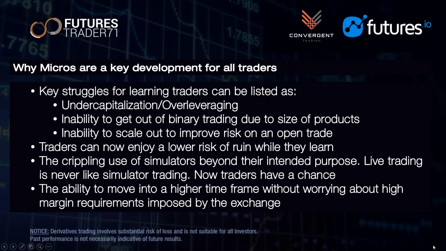The ability to move into a higher time frame without worrying about high margin requirements imposed by the exchange. So now you don't have to have $7,000 per contract in the ES to hold a swing trade because you're a swing trader. It's $700 on the initiating session, and then it drops to whatever, I think it's 660 or something nowadays, to maintain that position. Maintenance margin for the ES is $630 potentially per contract. That's much easier to swing than $6,300 or $6,930 per contract. Okay, the barrier to stay in the futures market has been lowered tenfold, in my opinion.